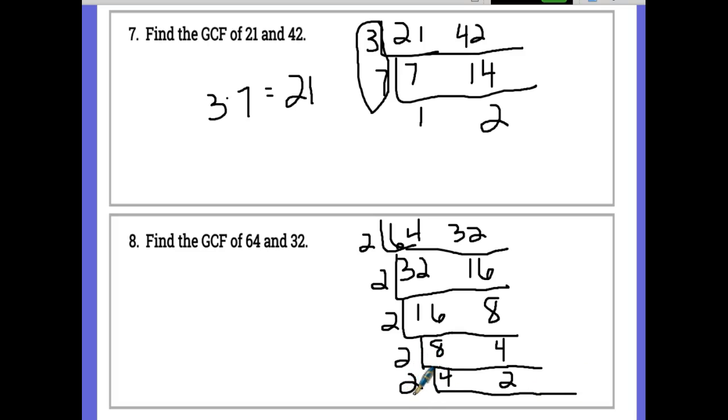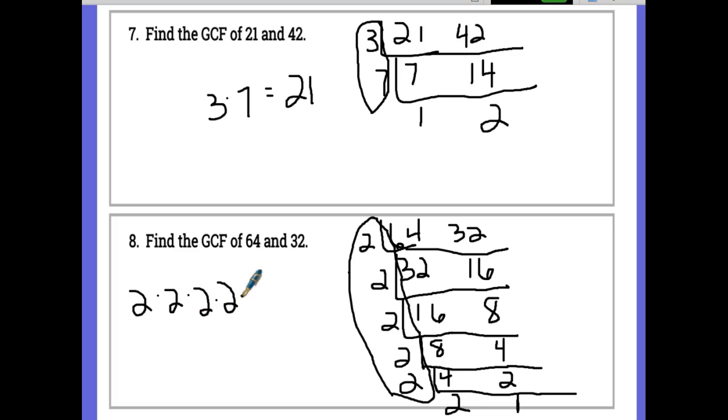Again, I can pull out another 2. 2 times 2 is 4, and 2 times 1, thank goodness because I had no more room, is 2. So I have all of my factors, and notice all of the factors are 2. 1, 2, 3, 4, 5. 2 times 2 times 2 times 2 times 2. 1, 2, 3, 4, 5.